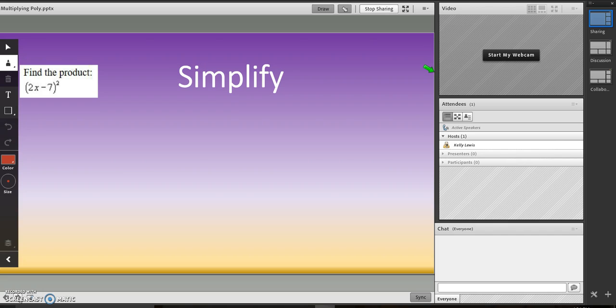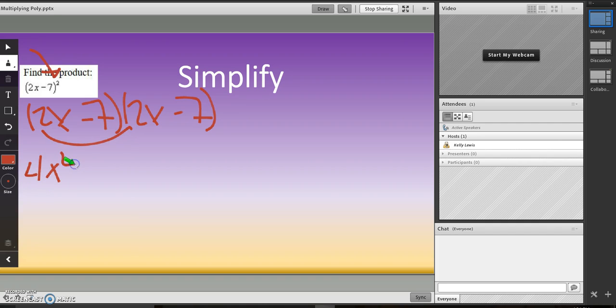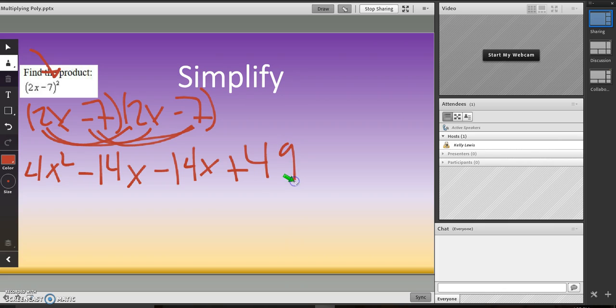All right, this one, 2x minus 7 squared means 2x minus 7 times 2x minus 7. This squared means write it twice. That's what that means. Doesn't mean anything else. All right, so let's FOIL. 2x times 2x means 4x squared. 2x times negative 7, negative 14x. Negative 7 times 2x, negative 14x. Negative 7 times negative 7, positive 49.